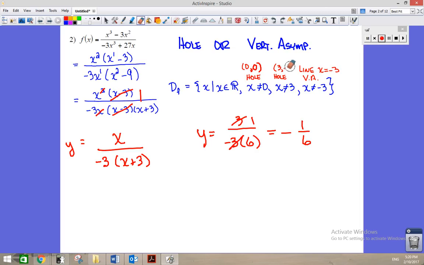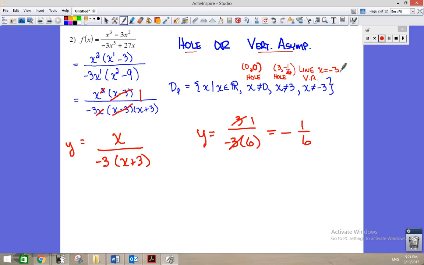They wanted the domain, and it was all real numbers except 3 values. And these 3 values appear in the graph as either a hole or a vertical asymptote. There are 2 factors that canceled, so therefore there were 2 holes in the graph. We found that the coordinates of one of the holes is at the origin, 0, comma 0. The location of the other hole has coordinates 3, comma negative 1/6. And the vertical asymptote is at x equals negative 3.